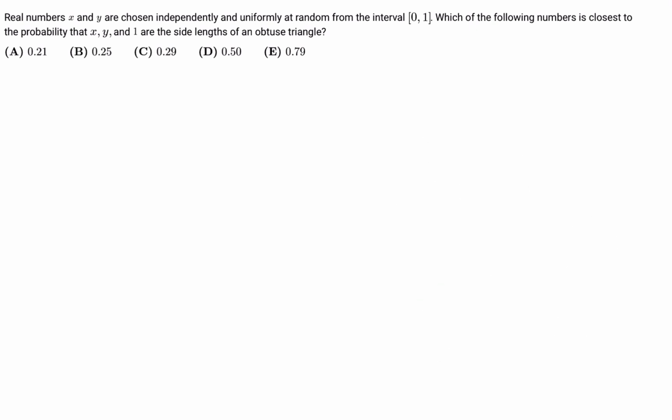Real numbers x and y are chosen independently and uniformly at random from the interval 0, 1. Which of the following is closest to the probability that x, y, and 1 are the side lengths of an obtuse triangle? Okay. It looks like a combination of geometry and combinatorics. Now let's prove that this is geometric probability. So let's just say we know that if it's an obtuse triangle, obviously 1 is going to be the side length opposite the obtuse angle, because 1 is more than x and y.